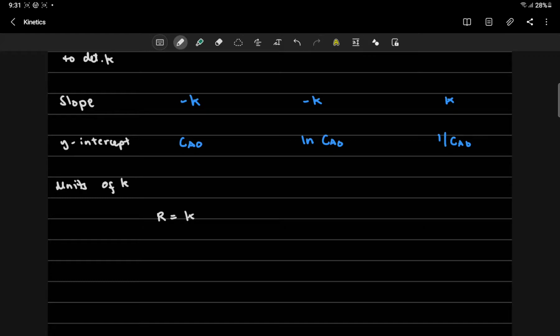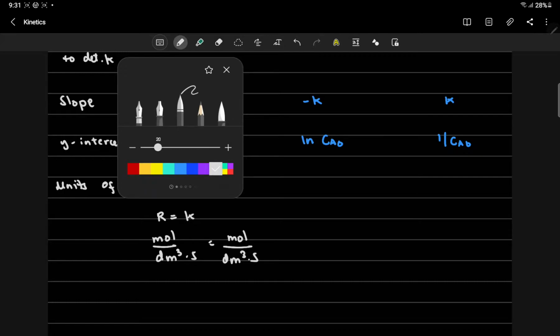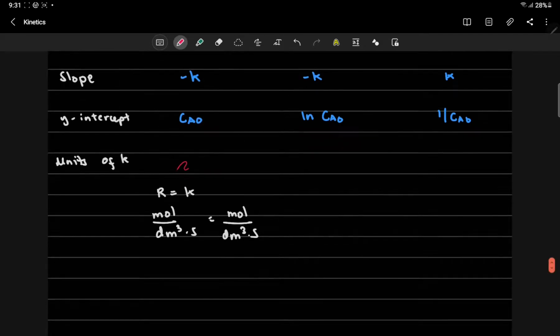Alright? And if you have a unit for R, which is something like moles per cubic decimeter second, if it's a zero-order reaction, then the rate constant K will have the same unit as the unit for the rate. So I'll put here that the rate constant unit that we'll be using for a zero-order reaction is expressed as moles per cubic meter per second.